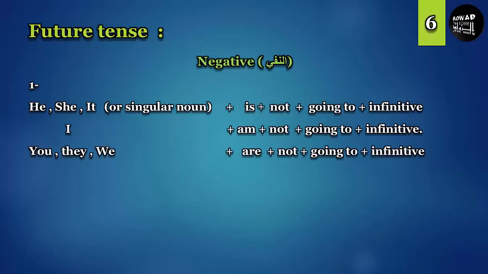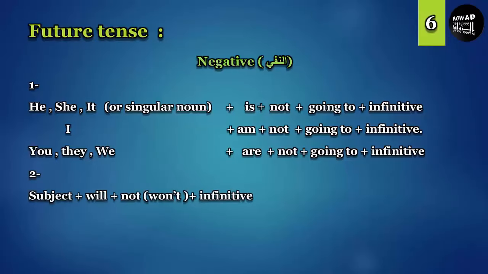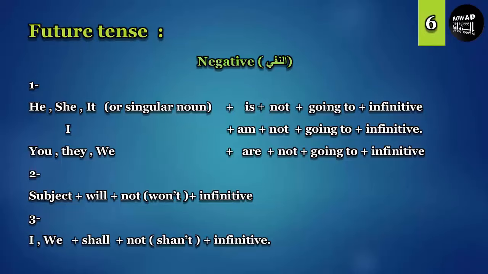نيجي للنفي في الصيغة الأولى اللي هي be going to. كل ما علينا إلا أنه نضيف not بعد الـ verb to be is أو am أو are. وفي هذه الحالة بتصير الجملة منفية. مثال he is not going to play football tomorrow. الحالة الثانية في حالة will أيضا الطريقة سهلة ما علي غير أن أضيف not بعد will. ممكن أختصرهم مع بعض بكلمة won't. الحالة الثالثة في حالة shall أيضا ما علي غير أن أضيف not بعد shall. ممكن أختصرهم بكلمة shan't.